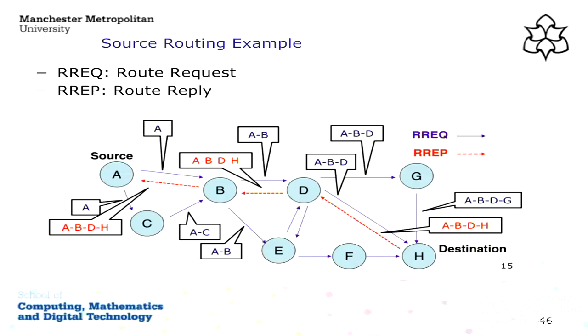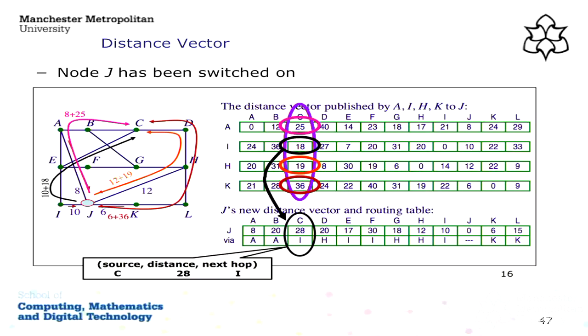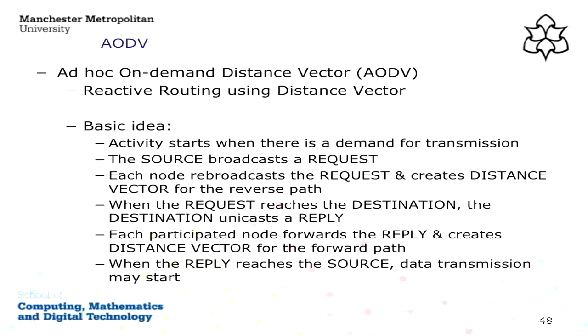So at the end of it, your destination will know the route and can pass back a response saying which is the best one: A, B, D, H. All these intermediate nodes can then remember that best route through for future ones coming up. There are very elaborate ways of timing and distance and things like that. Don't worry about that one.